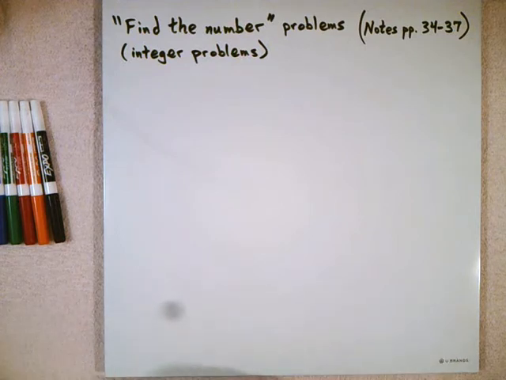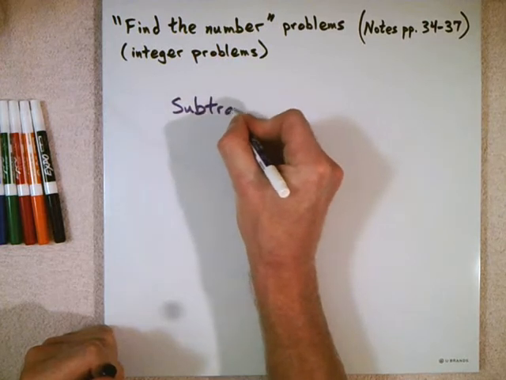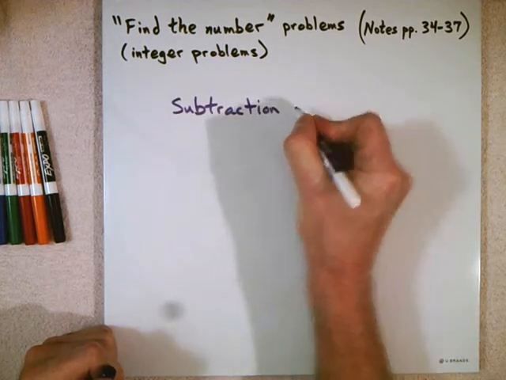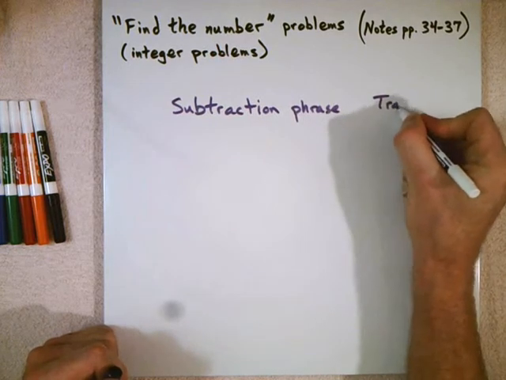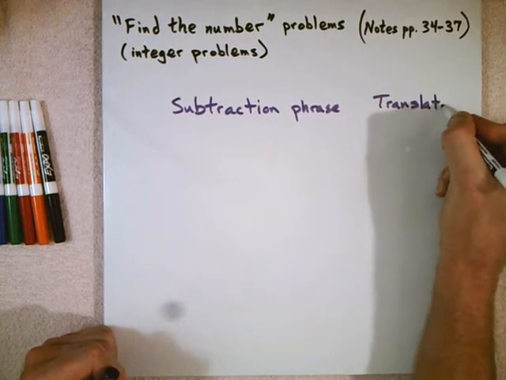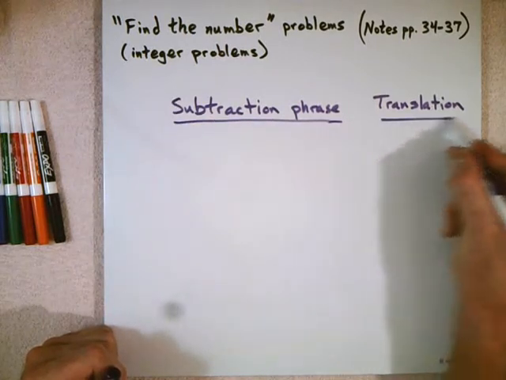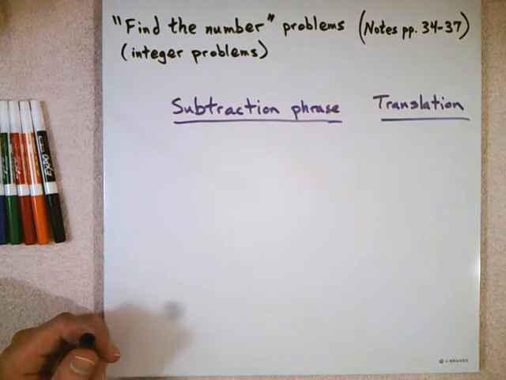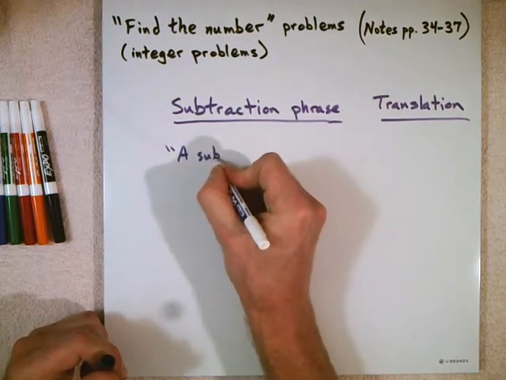So let's take a look at a few subtraction phrases here just to show you how to interpret things. And you'll see that's not too big of a deal. It's just a matter of making sure we get the order correct. So we'll have a subtraction phrase, and then we'll have a translation for it. Alright, so here's a phrase for us. How about the phrase A subtracted from B?